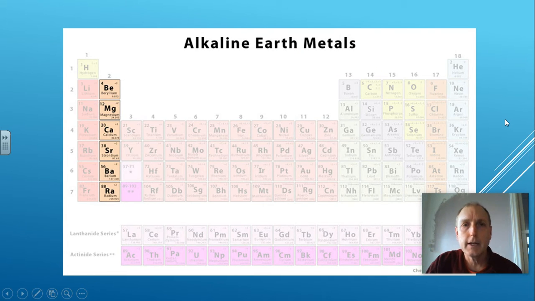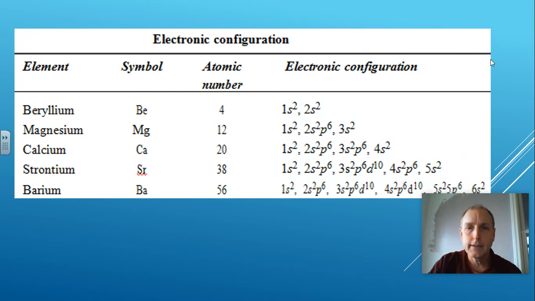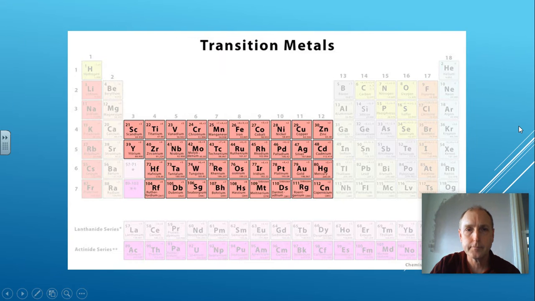Next on the periodic table, we have alkaline earth metals. They're in family 2A, starting with beryllium, Be, magnesium, Mg. We know they're in family 2A, so they have two valence electrons. They're not quite as reactive as the alkali metals, but still very reactive. And their configuration ends in something with an S2. Looking at their configurations, so beryllium ends in 2s2, magnesium in 3s2, calcium in 4s2, and so forth.